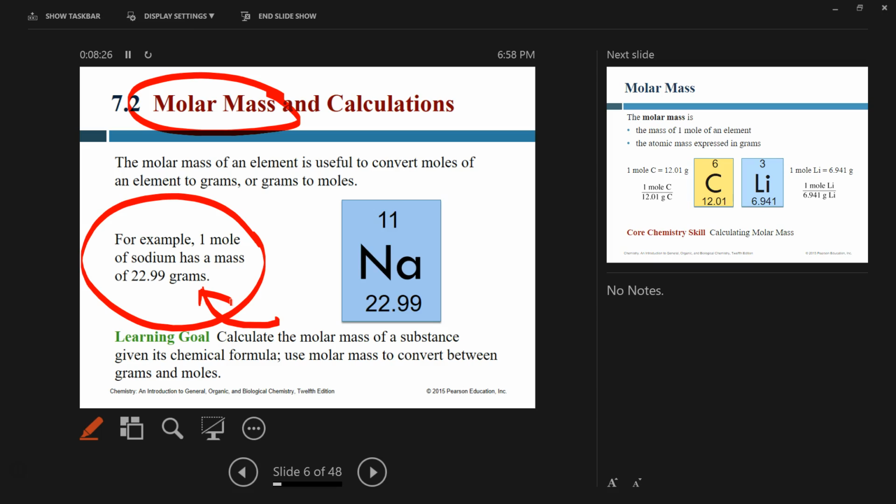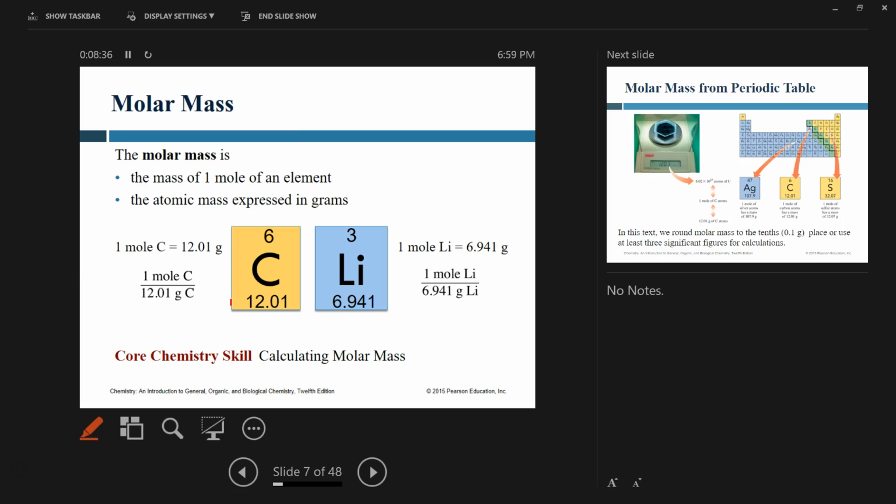How can you find it? The atomic mass, you just write the atomic mass and put grams per mole. Does that make sense?